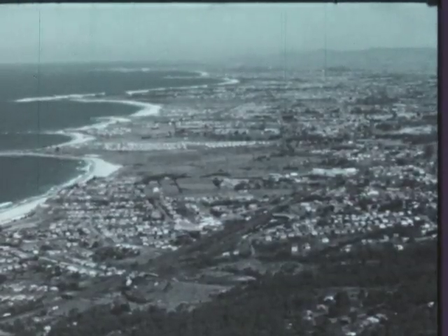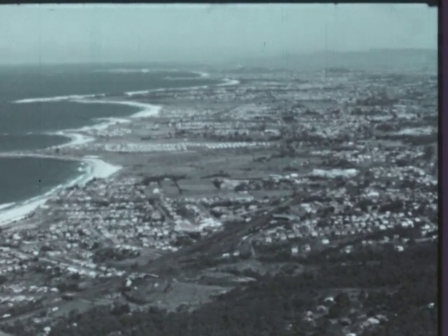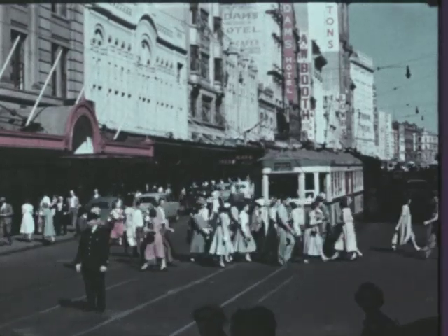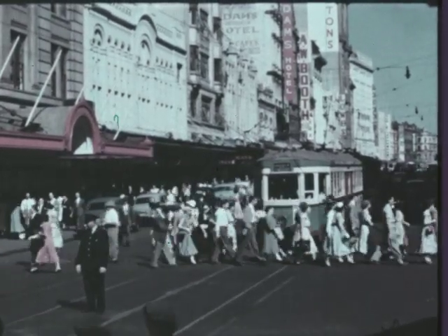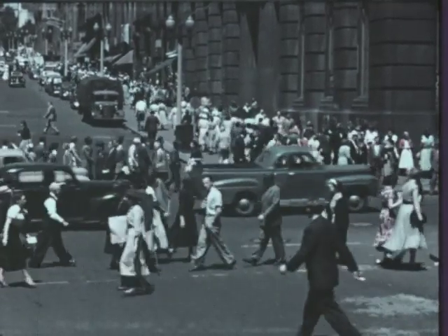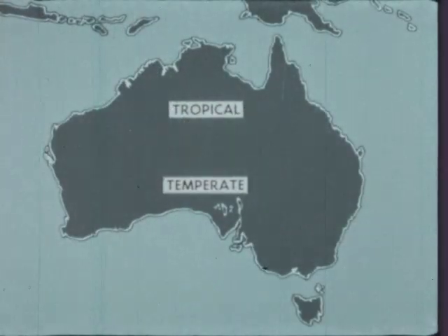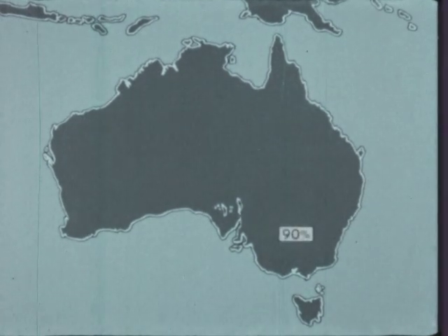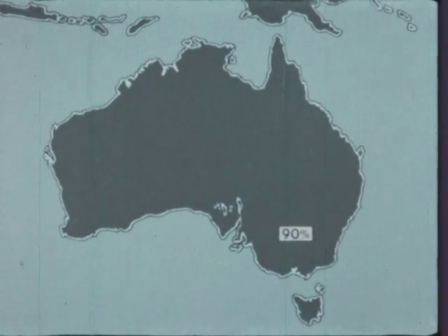Yet there are places where population is dense. About 1.5 million people live in the city of Melbourne. Sydney has a population of about 2 million people. How is the population distributed? We know that the more temperate lands are in the south. More than 90% of the people live in the southern half of the continent.